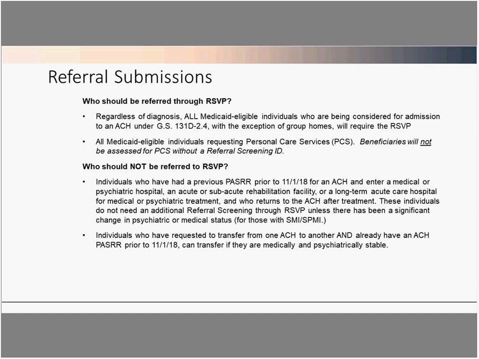For individuals who had a previous PASRR, the current process, prior to the go-live date of the new RSVP, which is 11/1/2018, and who leave an adult care home to enter a medical or psychiatric hospital, an acute or sub-acute rehabilitation facility, or a long-term acute care hospital for medical or psychiatric treatment, and then return to an ACH after the treatment, these individuals need an additional referral screening through the new RSVP unless there has been a significant change in their psychiatric or medical status. These are individuals who have a severe mental illness or severe persistent mental illness.